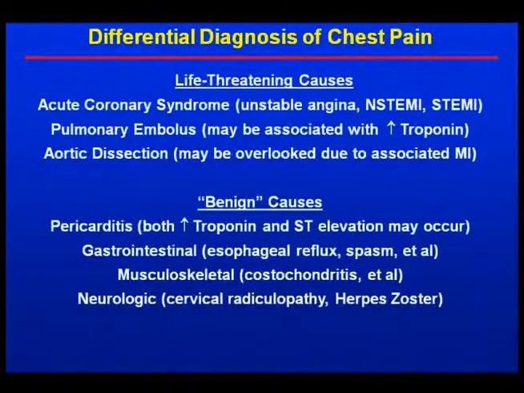There are, of course, benign causes of chest pain that you have to think about. Pericarditis is problematic because it can be associated with both elevated troponin when there's a myocarditis component, and ST segment elevation, of course, occurs in pericarditis. And in fact, I have seen patients who had pericarditis who received lytic therapy. One of those patients was actually a physician. Gastrointestinal causes should be easy to distinguish. They are not associated with elevated troponin ordinarily or ST changes. And of course, there's musculoskeletal and neurologic causes of chest pain.